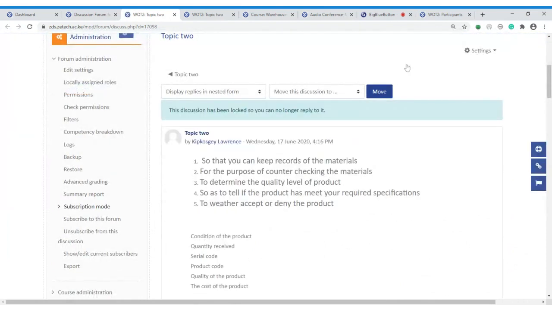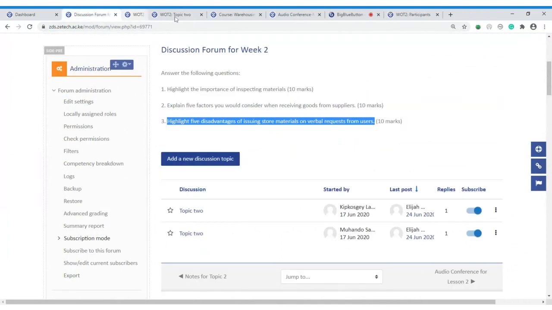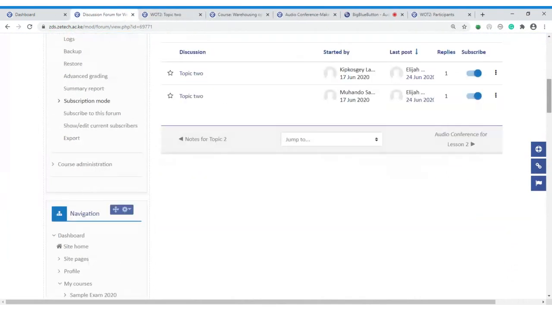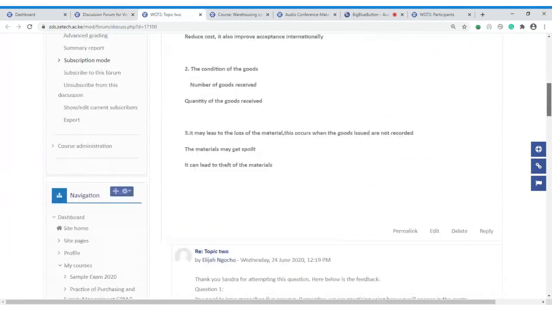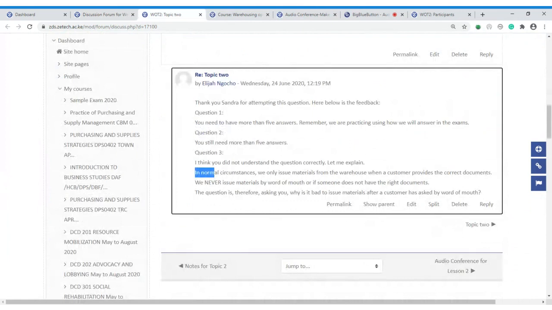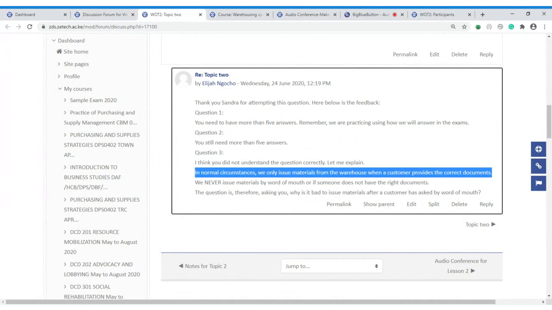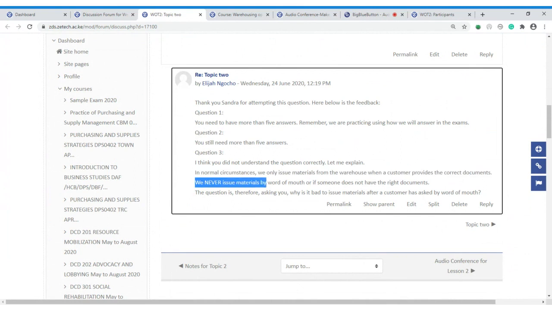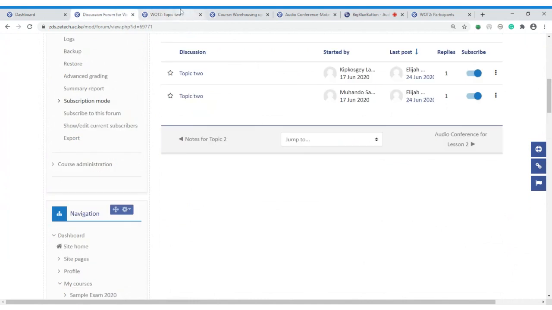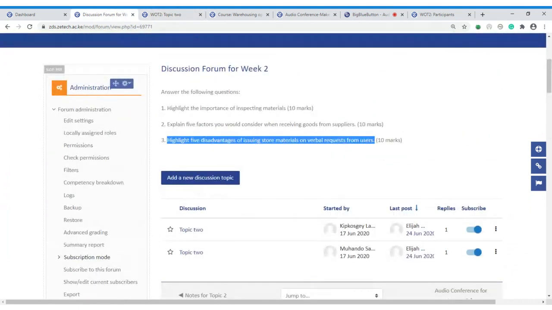Now, I have just explained. Let me re-explain. Let me reread what I wrote to Sandra. I'm saying, in normal circumstances, we only issue materials from the warehouse when a customer provides the correct documents. The correct document in this case is a materials requisition note. We never issue materials by word of mouth, or when someone does not have the right document filled correctly. So the question is, why is it a problem for you? Highlight 5 disadvantages of issuing stores materials on verbal requests.